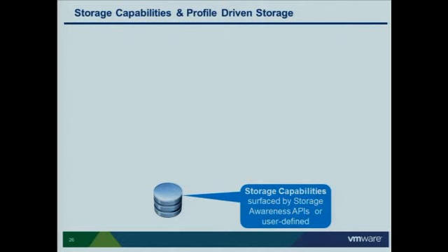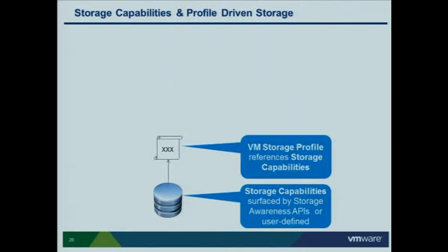Now, as I mentioned, these can come from VASA, or you can define them yourself. They can be like the business tags I mentioned of gold, silver, and bronze. So our data store has the capabilities. We then go ahead and we create a profile. And what goes into a profile is a set of capabilities as well.